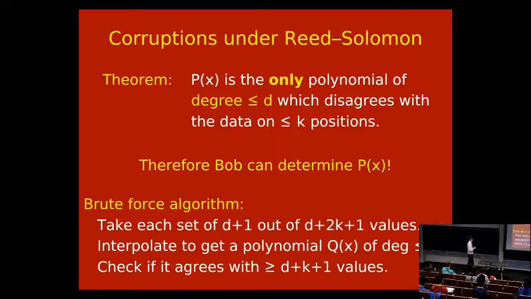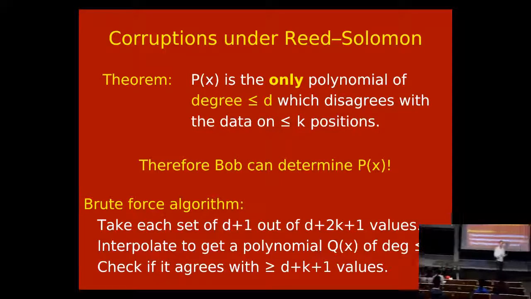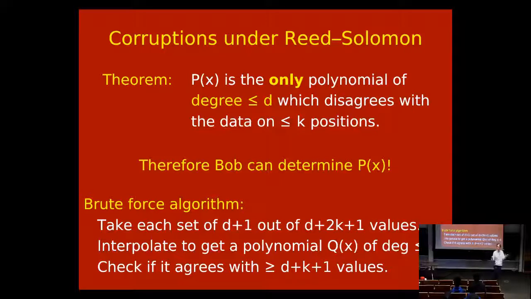Now, there's kind of a problem, which is that, okay, in principle he can figure it out, but in practice, he's got to figure it out. So how can he do it? He knows that there's some low-degree polynomial that mostly matches the data, but how does he find it? He can't just do Lagrange interpolation on the first d plus 1 points, because that might contain some errors. In fact, for any set of d plus 1 points he might try, he might get some error.